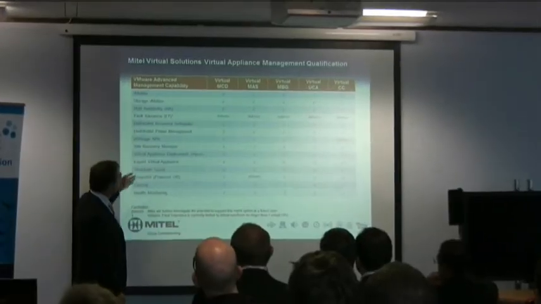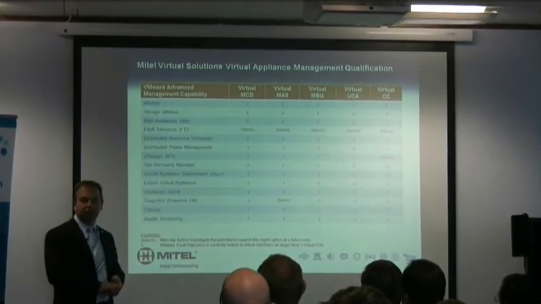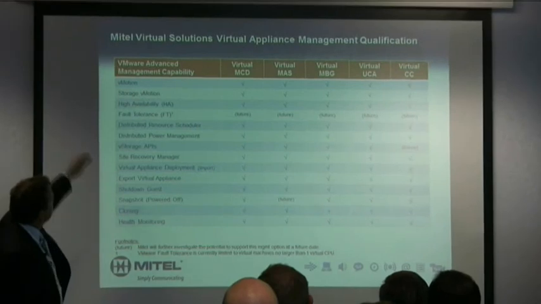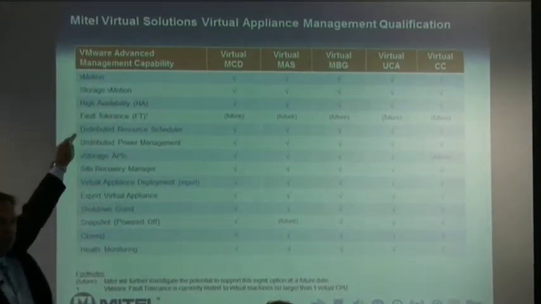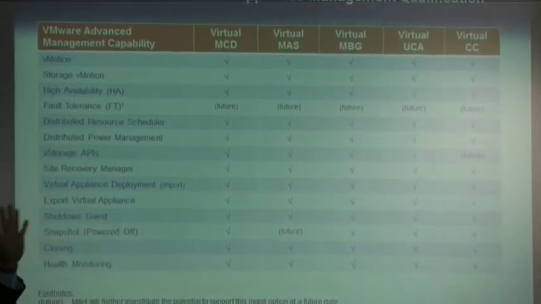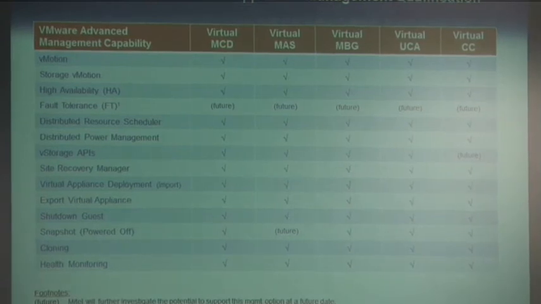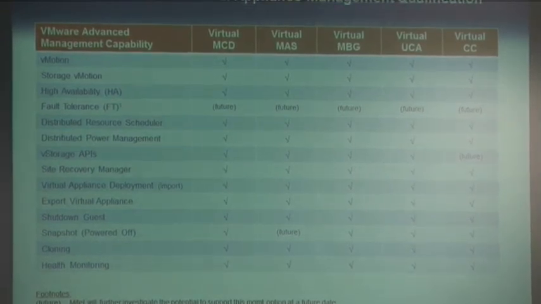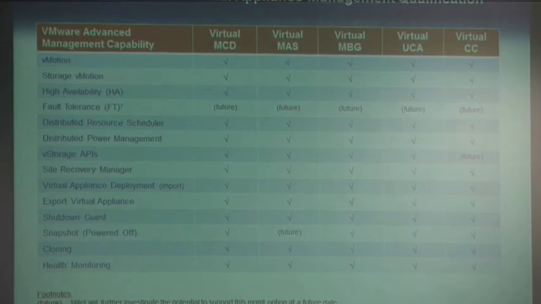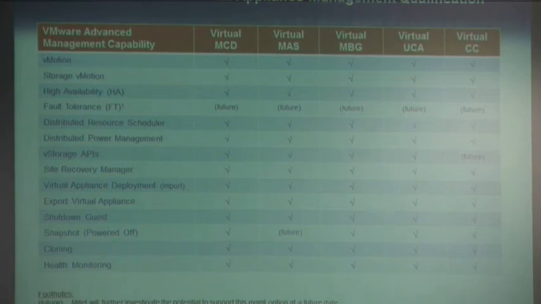So a bit of an eye test, but this is our current compatibility chart. Mostly ticks, as you can see, for things like high availability, Site Recovery Manager. The one exception is this fault tolerance piece. This is where you run two identical occurrences of an application in a VMware environment. They run absolutely in sync. So if one occurrence for some reason goes down, the other one takes over more or less seamlessly.